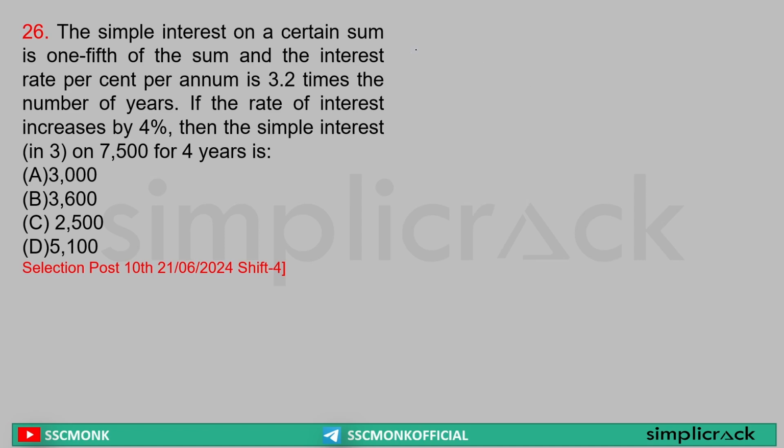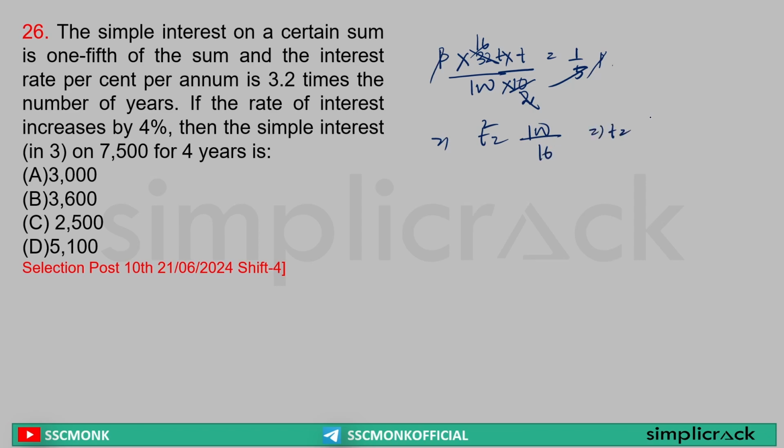Very basic. Simple interest on a certain sum is, let's say R unknown, T unknown, divided by 100 is equal to 1 by 5. Here it is also said the interest rate percent per annum is 3.2 times the time. That means 3.2T, or 3.2T can be written as 32 into 10. Yes or no? Yes. 5 2s are 10, 2 16s are 32. P in both cases crossed out. That means T square is equal to 100 by 16, or I can say T is equal to 10 by 4, that is equal to 2.5 years.